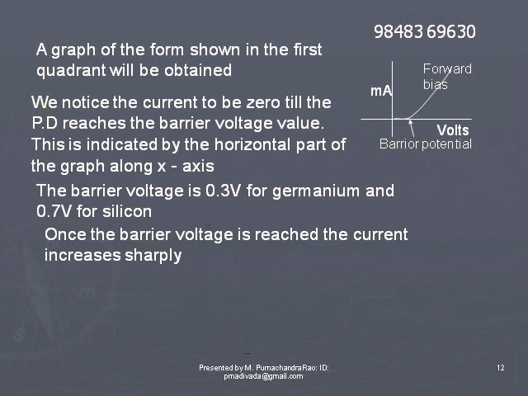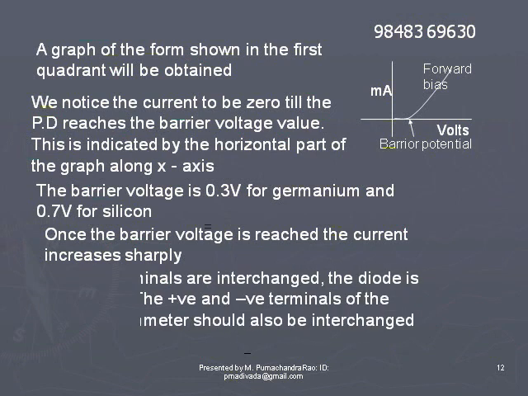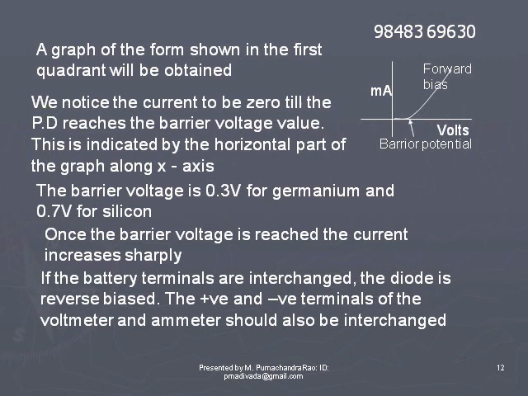The barrier voltage is 0.3 volts for a germanium crystal, and it is 0.7 volts in the case of a silicon crystal. If the material of the diode is germanium, the barrier voltage is only 0.3 volts. If it is silicon, then it is 0.7 volts. The current starts flowing once the applied voltage exceeds the barrier voltage, and the forward bias voltage-current relation is shown by the graph in the first quadrant.